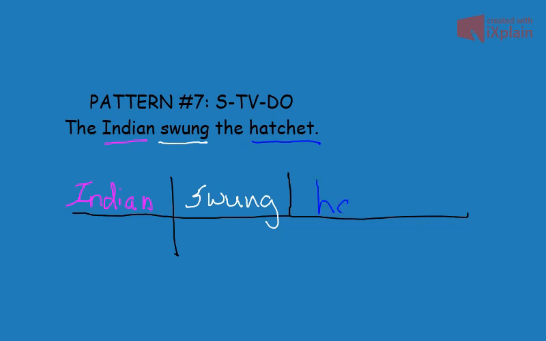Now, the Indian swung the hatchet. Swung is an action verb that is followed by a direct object because the hatchet tells us swung what? Swung the hatchet. Therefore, the hatchet is the direct object. Now, the and the here, in this case, just complement the Indian and the hatchet. They tell us which one.